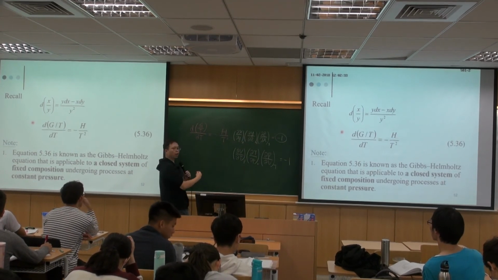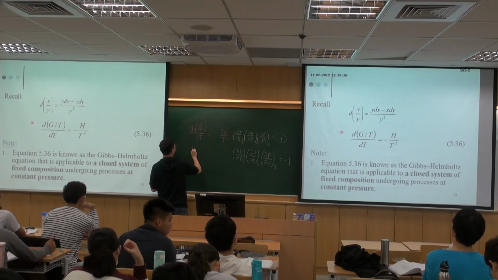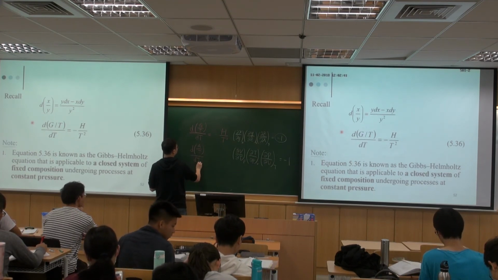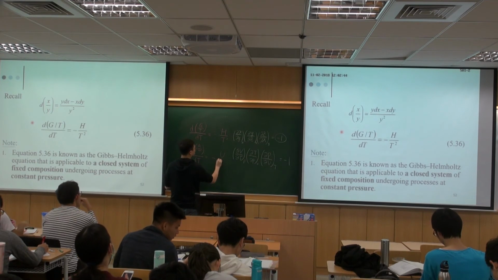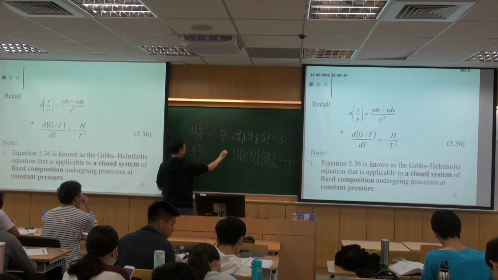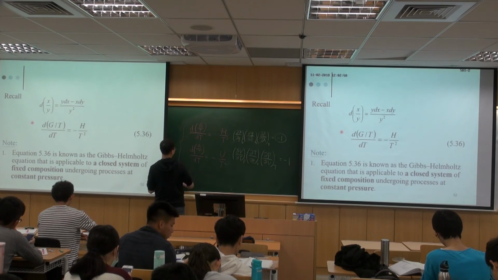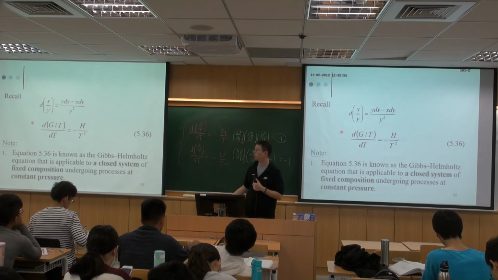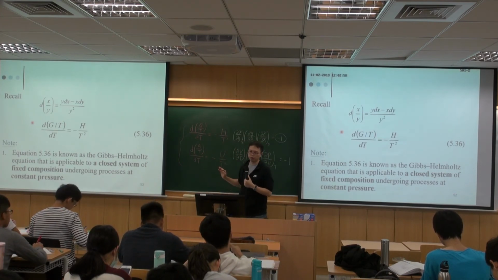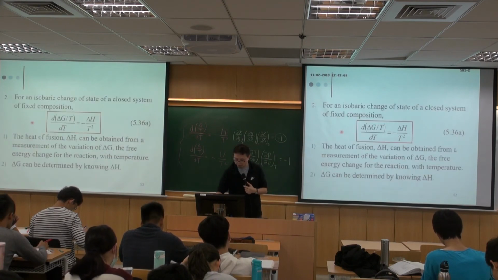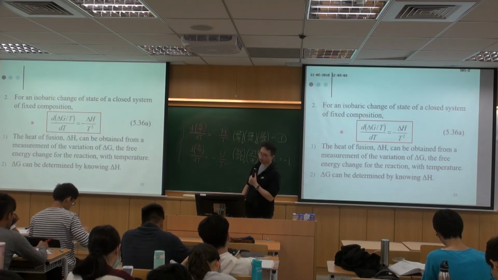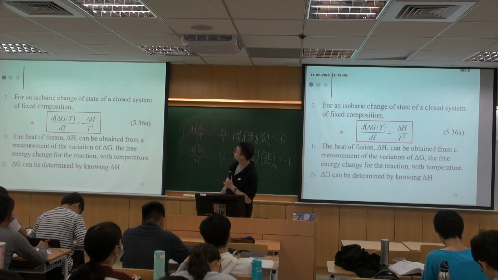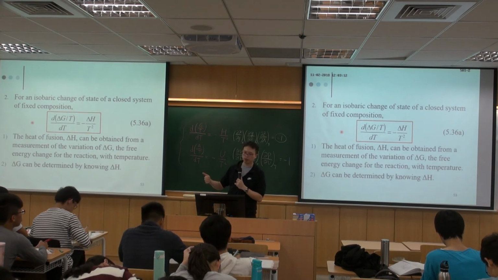And if you do the same thing for Helmholtz free energy, from the symmetry, you can guess that this will be minus U over T squared. So these two are parallel to each other. And if you go through the same derivation process, you'll end up with this expression. Okay, so this is the Gibbs-Helmholtz equation.